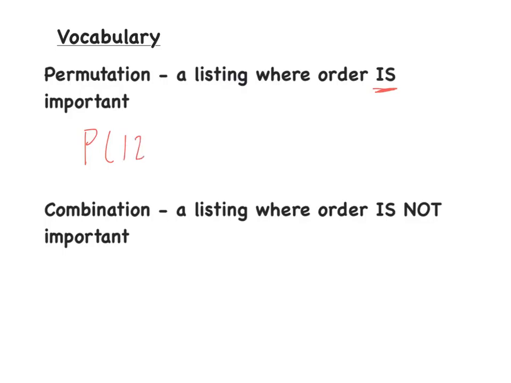You might see it written as P(12, 3), or you may see it as 12P3. In the next two slides, we're going to be going over permutations, and I'll be going over how you're supposed to read these. With combinations, a combination is a listing where the order is not important. That's the difference between a permutation and a combination.